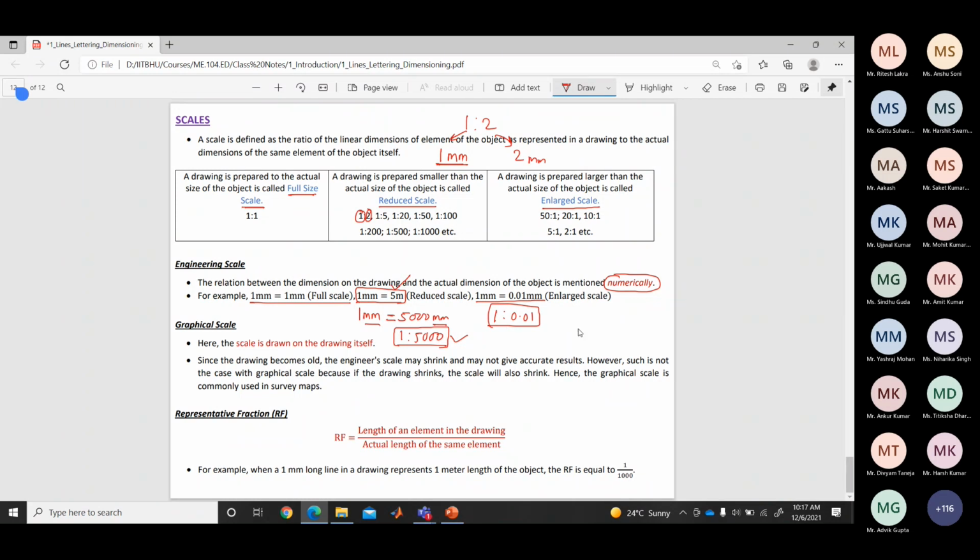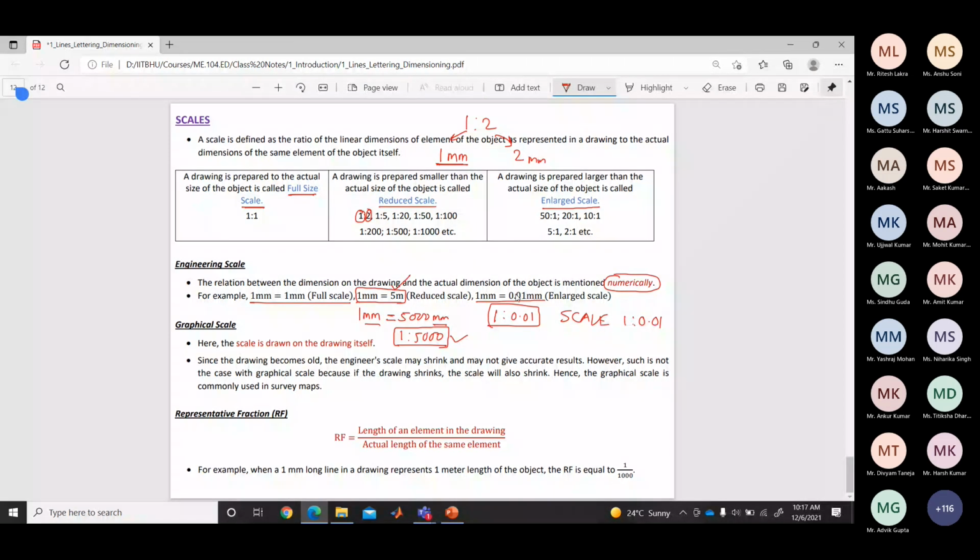So what we do, we write scale 1 as to 0.01. And if we are mentioning a note, all dimensions are in mm, then that means 1 mm on the drawing sheet is equivalent to 0.01 mm of the actual size.